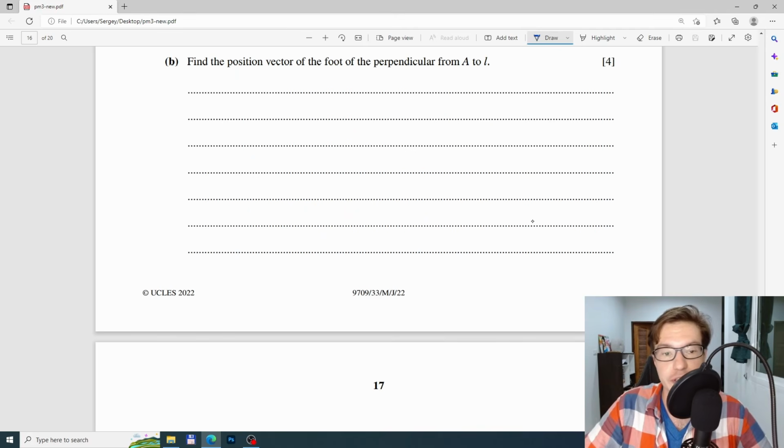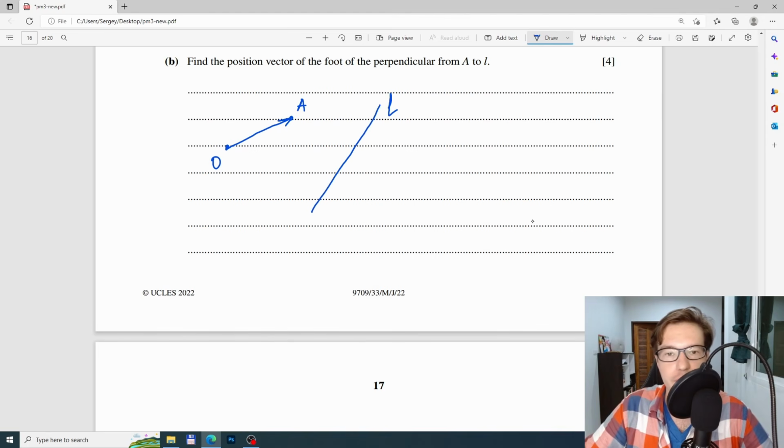To solve the next question, let's start by drawing a sketch. So we have the origin, we've got the point A, so we can draw the vector OA, and also we have the line L. Let's say it goes like that. And we're looking for the position vector of the foot of the perpendicular from A to L. So let's draw a perpendicular from A to L. It's going to look like that. And I'm going to call this point P. So what we're looking for is the vector OP.